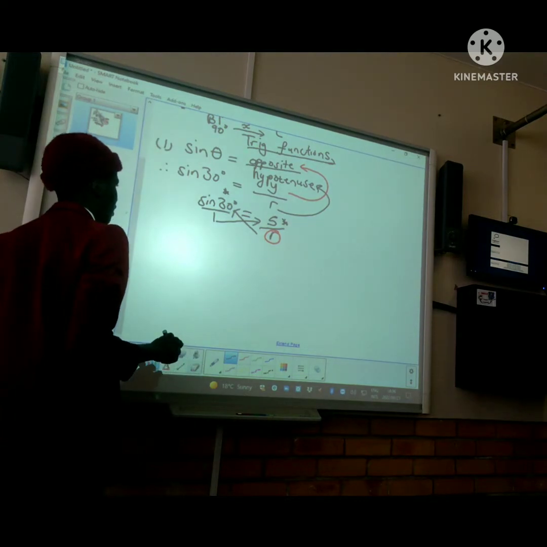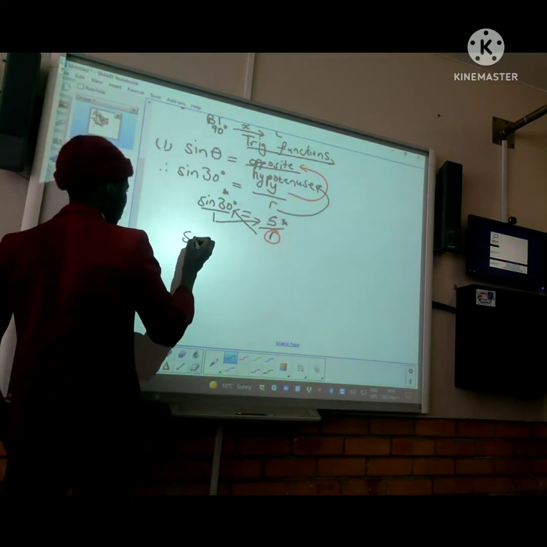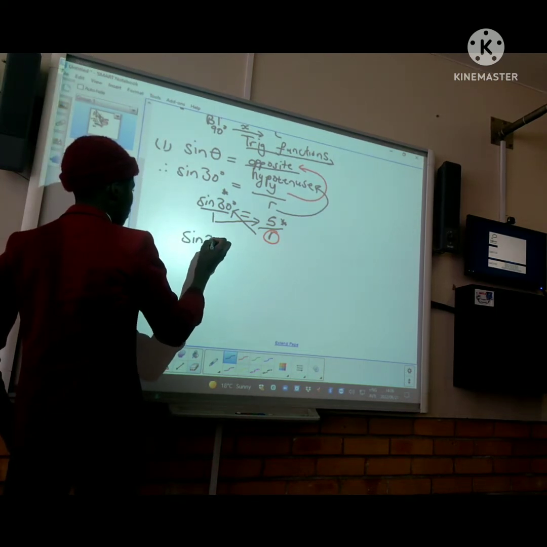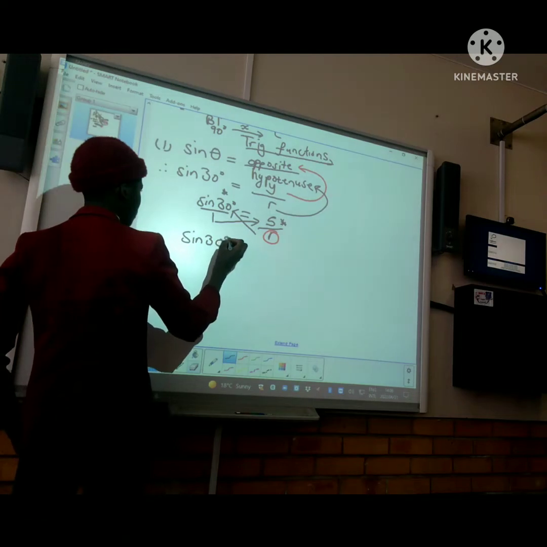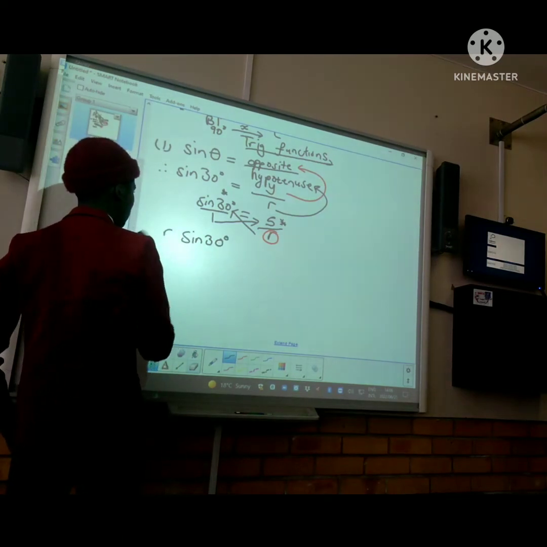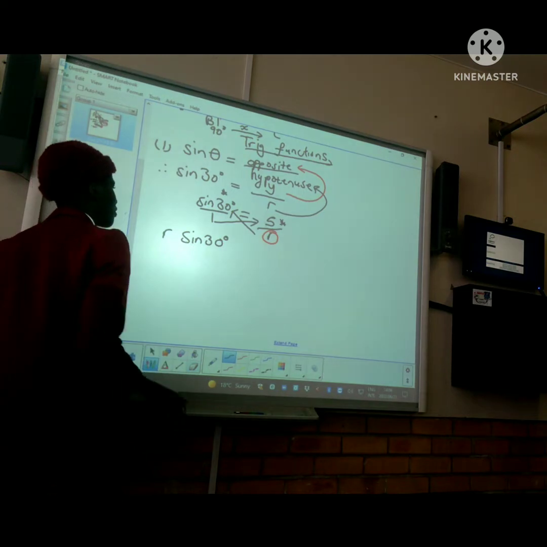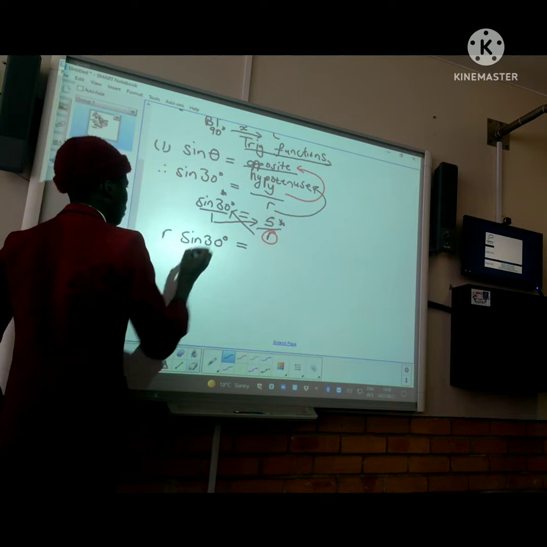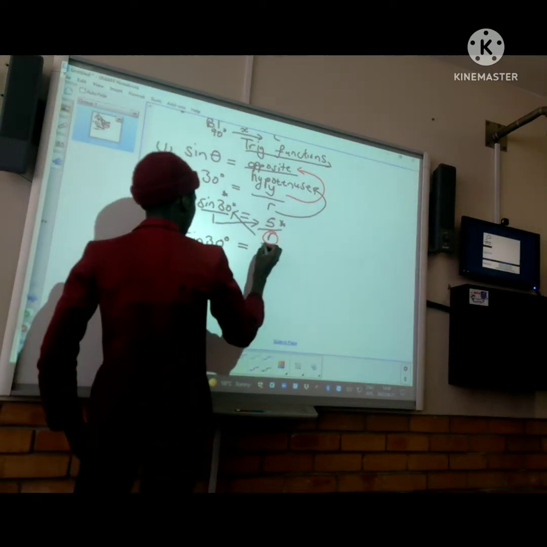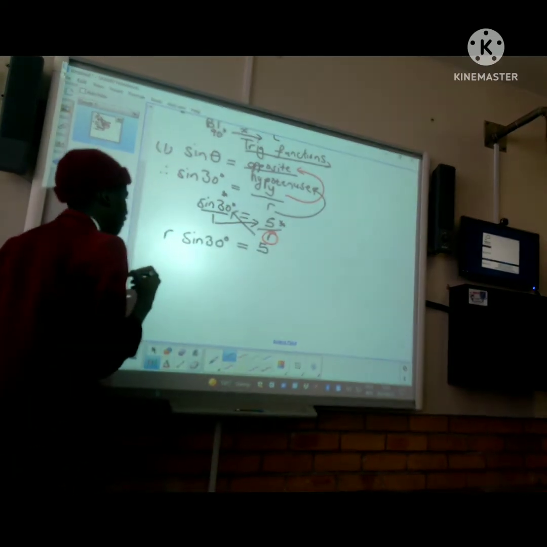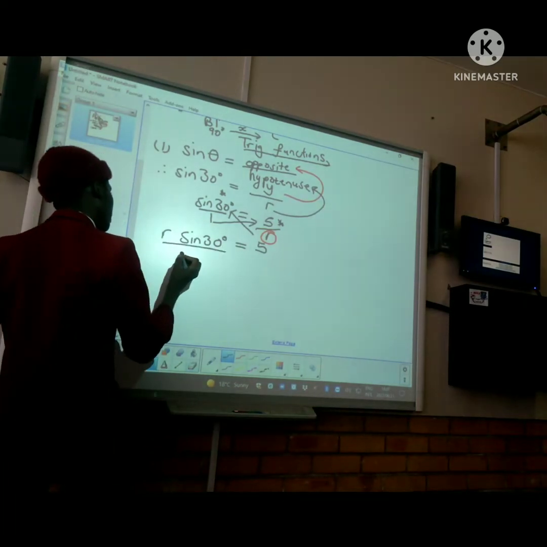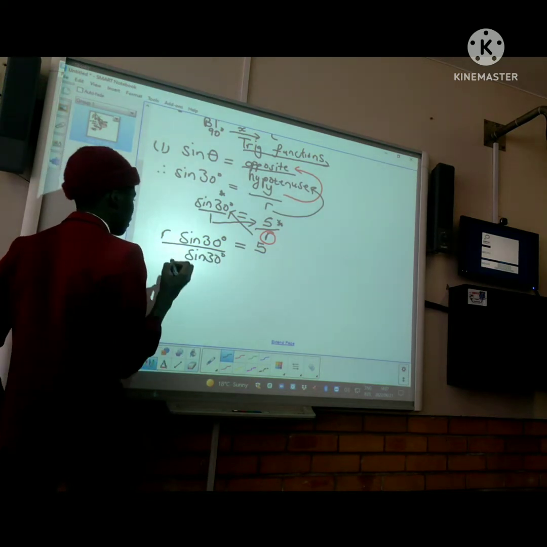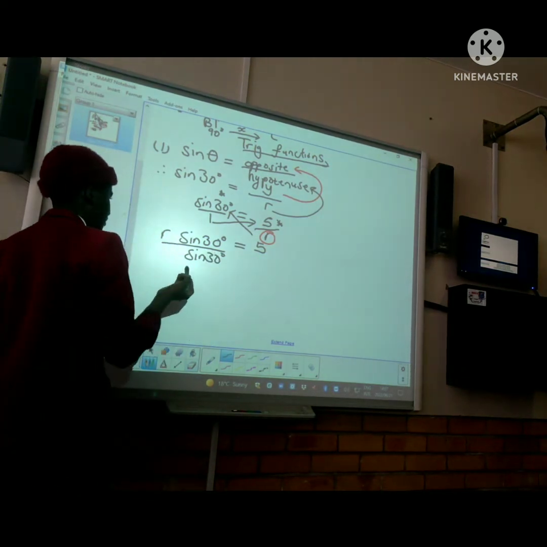So you're going to get the following values: let's start with r times sine 30 degrees. Just write sine 30 degrees first, and then you write your r. That's how you multiply r with sine 30, which is equal to 1 multiplied by 5. So that is cross multiplication when you have an equal sign. Here we need to find the value of r, so we need to isolate that sin 30. So we divide by sin 30 because any number that is divided by itself is equal to 1.